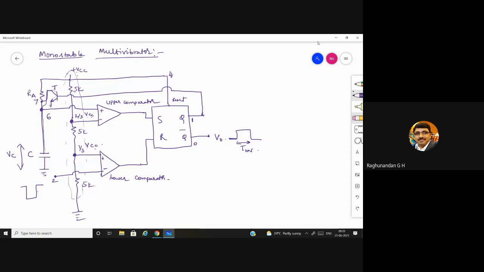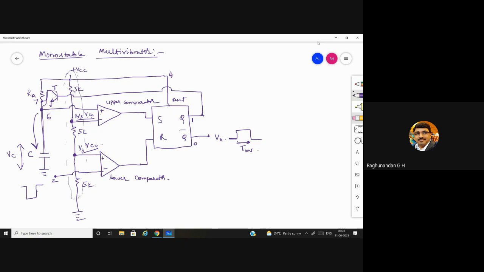So pin number 6, since it is entirely dependent upon the capacitor, depending upon the capacitor's voltage or its energy, this voltage will be varying. But these two nodes will be fixed always. They'll have fixed voltages of 2/3 and 1/3 VCC. Remember this. Now, what I was telling is the capacitor has now discharged completely.